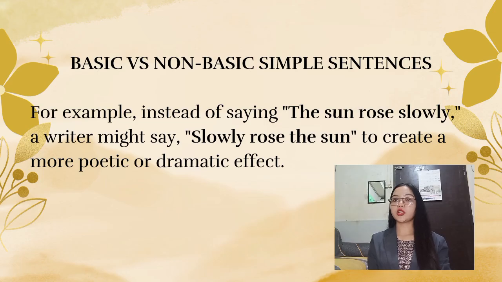So that's all for the non-basic simple sentence patterns. So now we will differentiate these two. For instance, instead of saying the sun rose slowly, a writer may say slowly rose the sun to create a more poetic or dramatic effect. So these sentences have the same event or same meaning, the sun rising slowly. However, they differ significantly in word order, creating distinct effects.